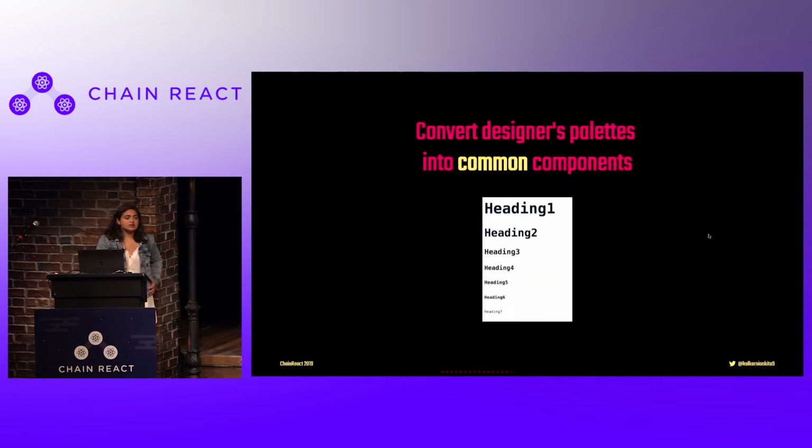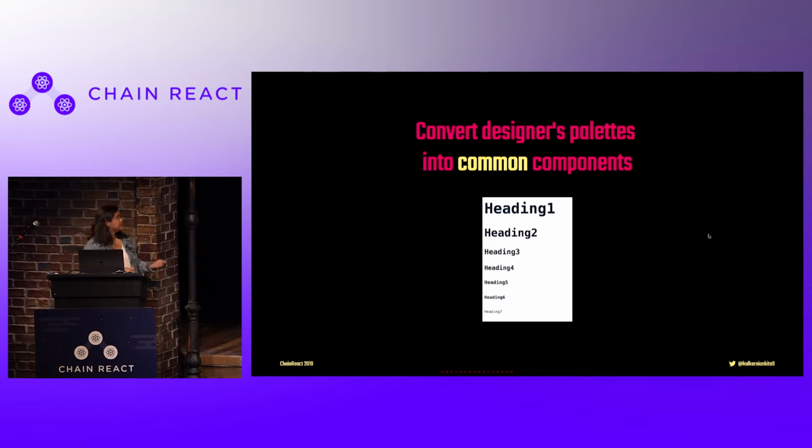Converting designers' palettes into common components. So one thing I should say about this is that let's follow the semantics. For example, whatever the semantic elements are that React Native APIs provide, if we use those semantically, where it makes sense, then you're going to get accessibility off the bat. You don't need to patch in stuff after that.